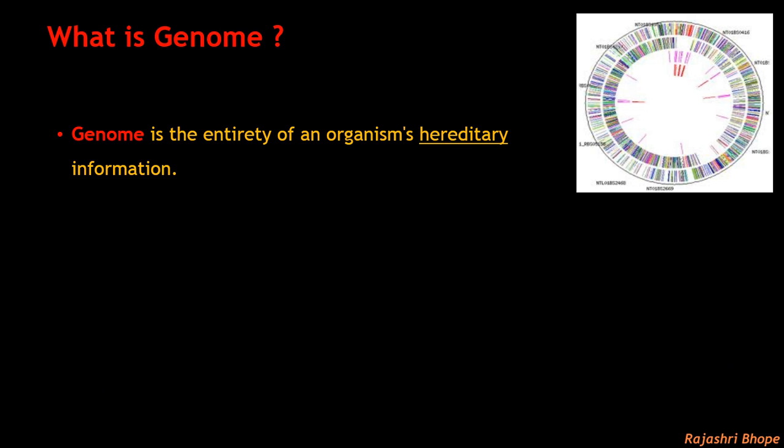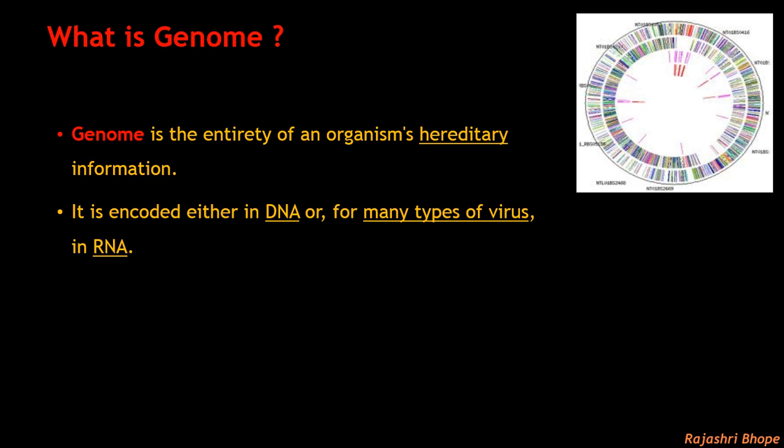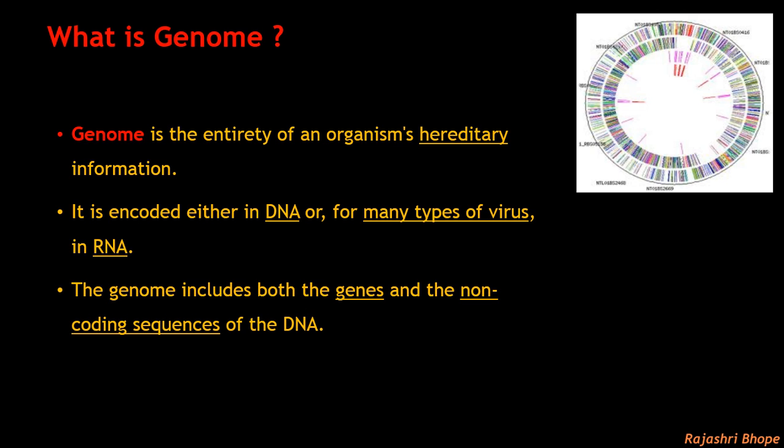Now genome, what is genome? Genome is the entire set of genes, that is the entirety of an organism's hereditary information. It is encoded either in DNA or, for many types of viruses, in the form of RNA. The genome includes both the genes and non-coding sequences. Genome includes both non-coding and coding regions, together known as the genome.